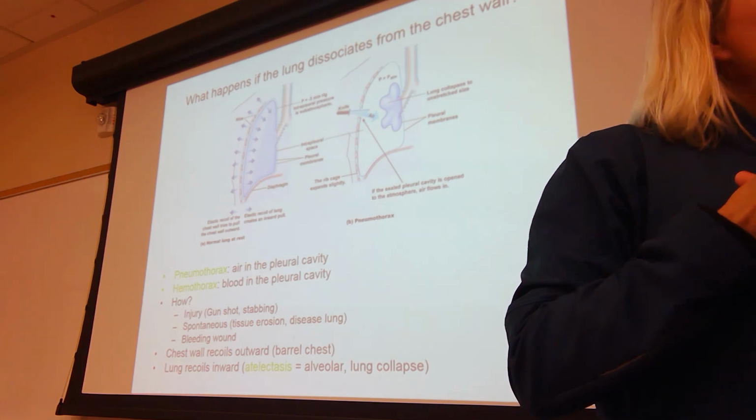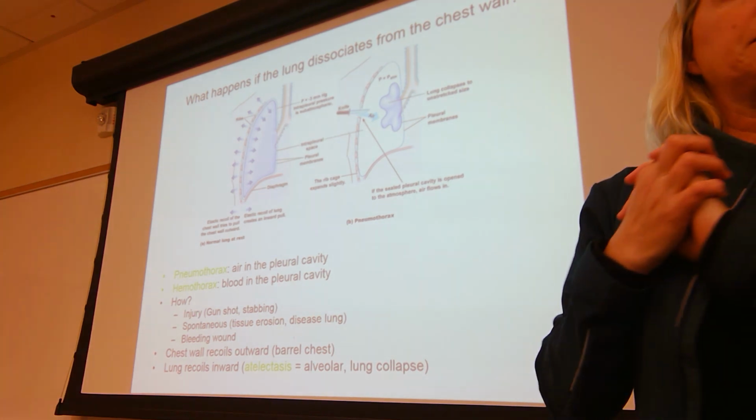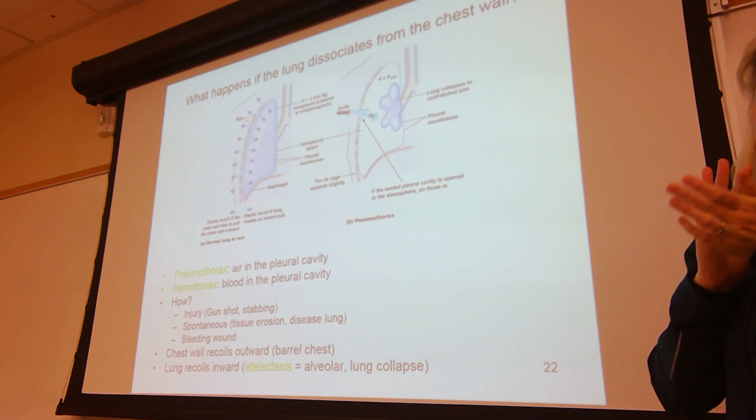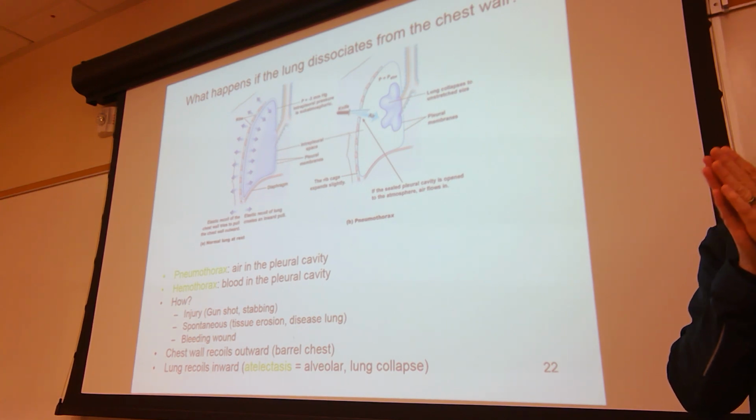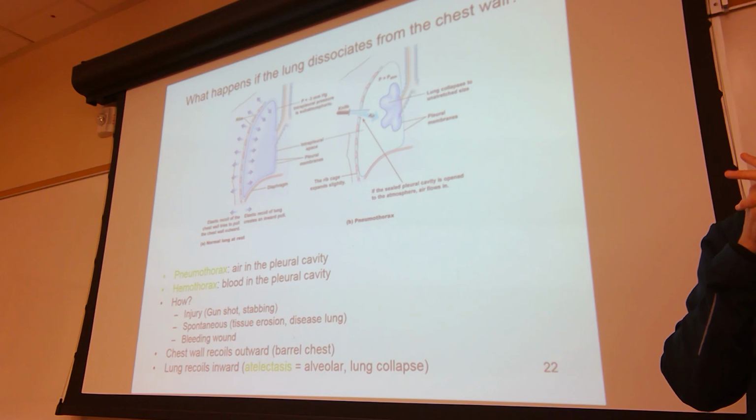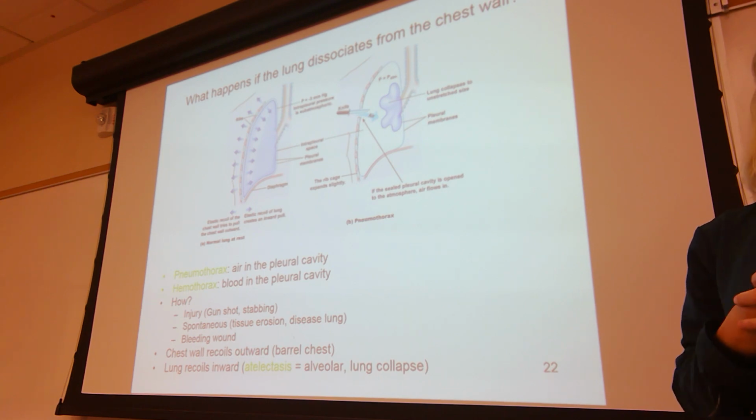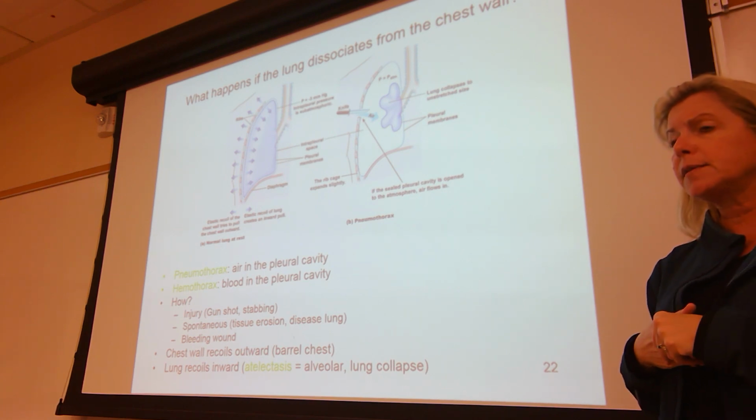We can also have blood entering the pleural cavity. Blood is not the same as pleural fluid, and it can also disrupt this cohesiveness in the pleural cavity. So we can get a spontaneous rupturing of tissue bleeding into that cavity, and that can cause a hemothorax.